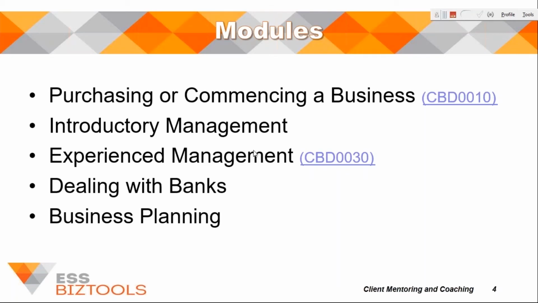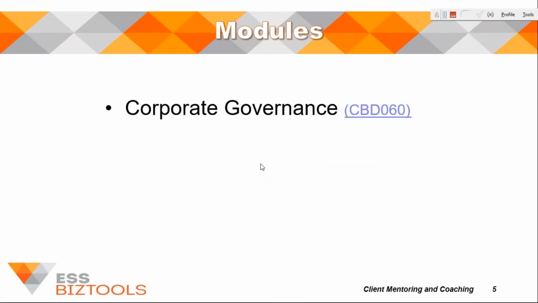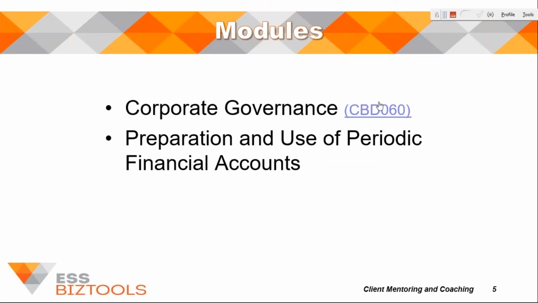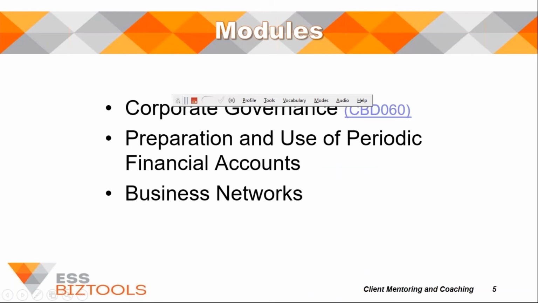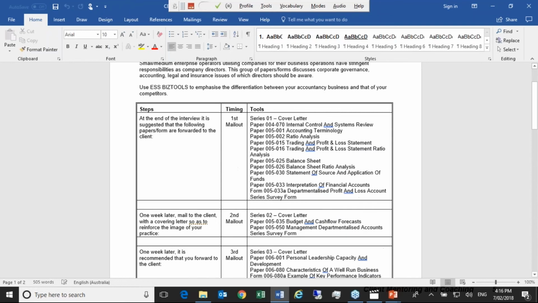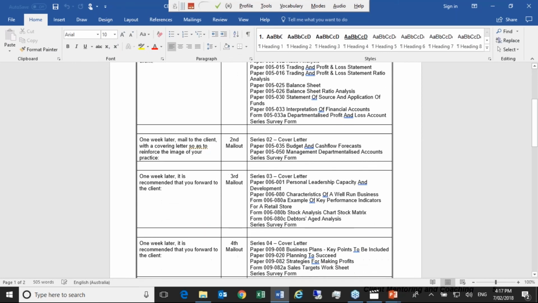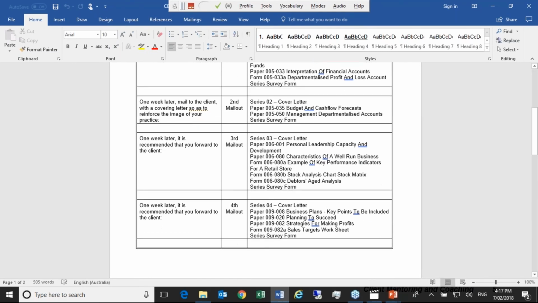We've then got another module dealing with banks and business planning, corporate governance, which we'll just click onto so you get a feel for what's in there. Corporate governance, the first work mail out is going through accounting data because it's very important that people who are acting as company directors understand how to read financials, budgets and cash flows.